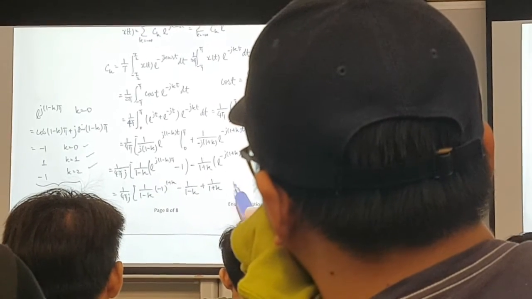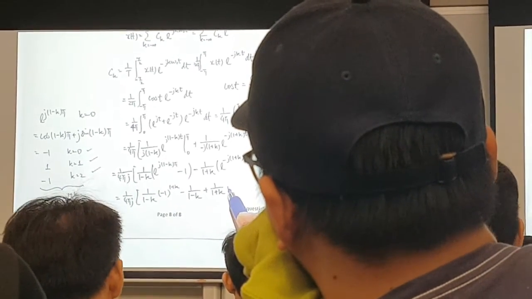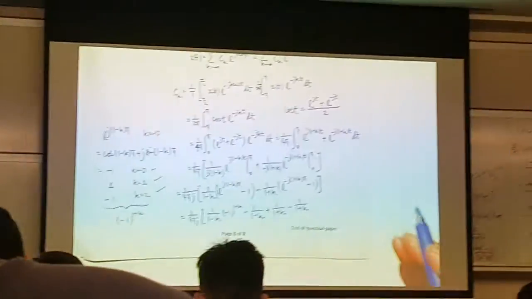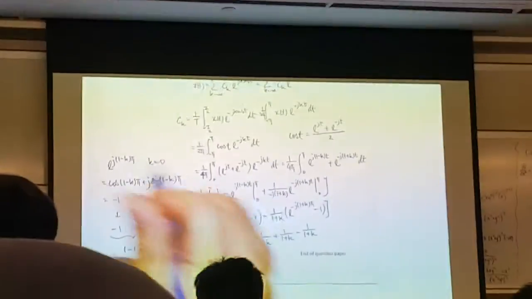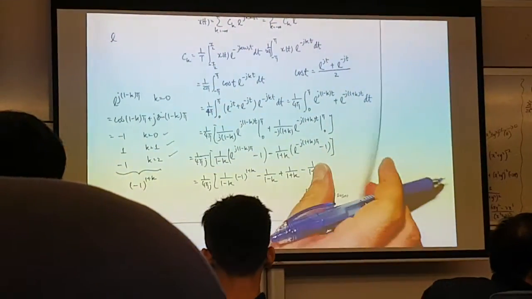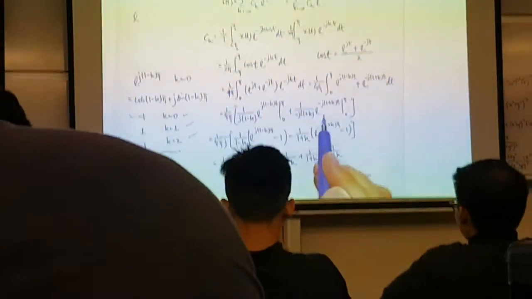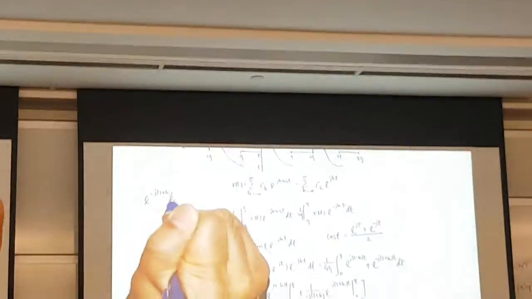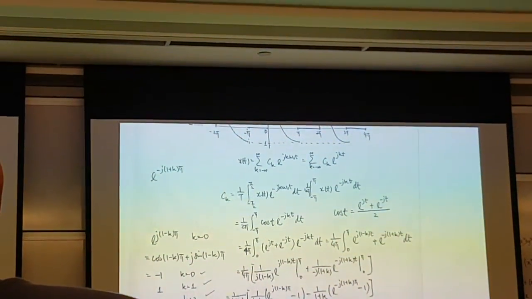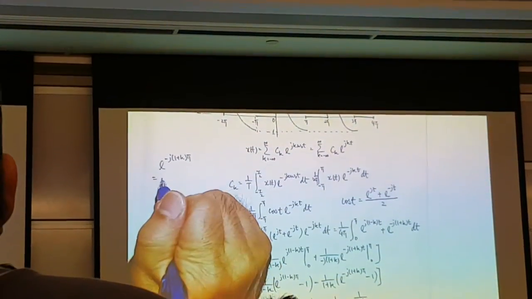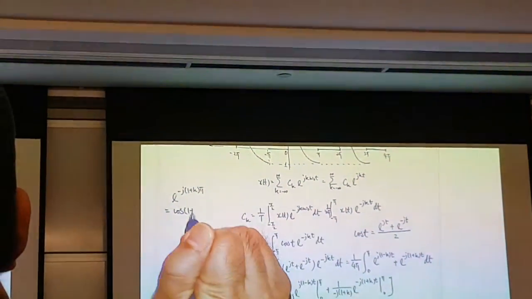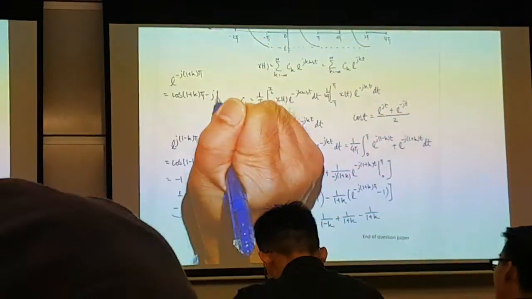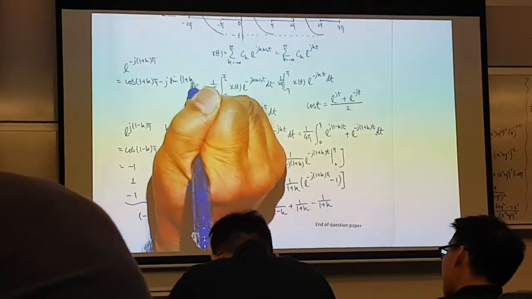And then of course the last term is basically minus 1 over 1 plus k, e to the power of j. So we come back. We have the other term, e to the power of minus j of 1 plus k times pi. So this is actually equal to cosine 1 plus k pi minus j sine 1 plus k pi.